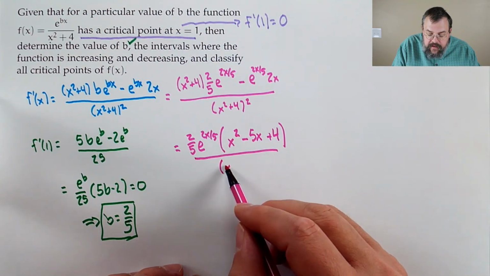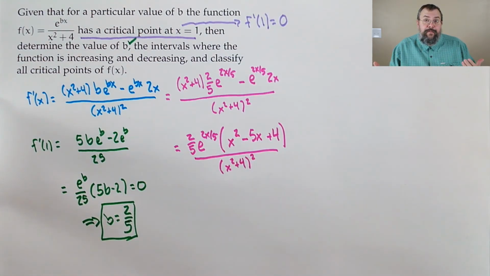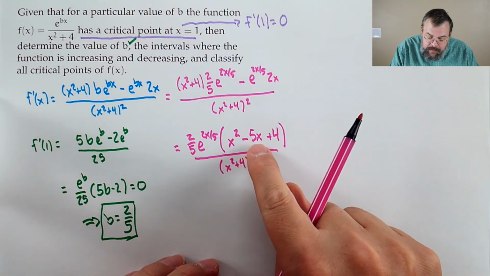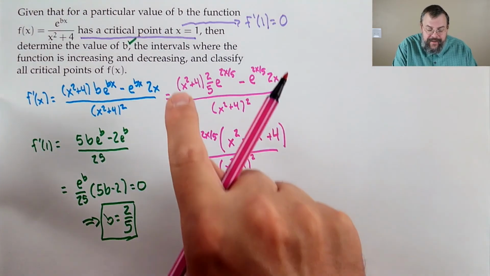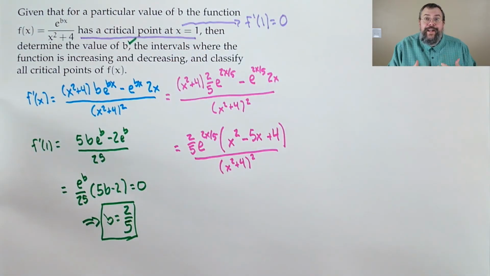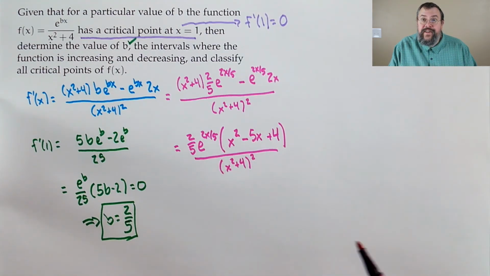But in some sense, that's less important to us. What we're really after is understanding the critical points. We know there's no place where it's undefined, so we're after the zeros. That's going to come from the x squared minus 5x plus 4. We already know one of the roots. It was told to us at the very beginning. Do you remember? 1 has to be a root, because when we plugged 1 into our derivative, we got 0 out. And you can check: 1 minus 5 plus 4 is 0.